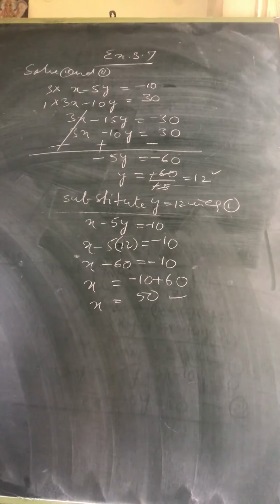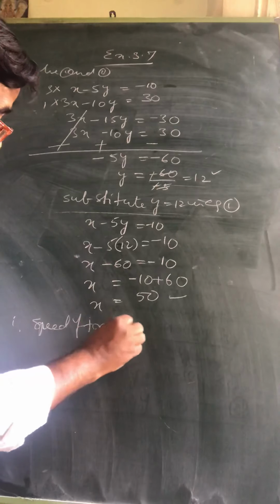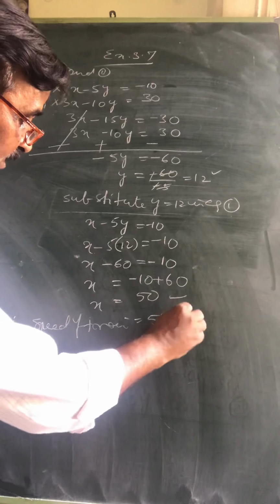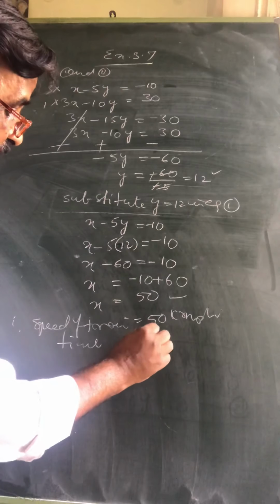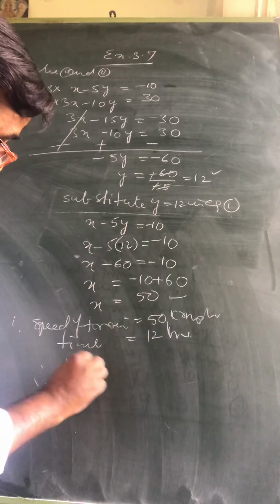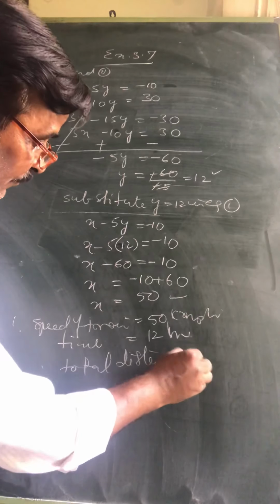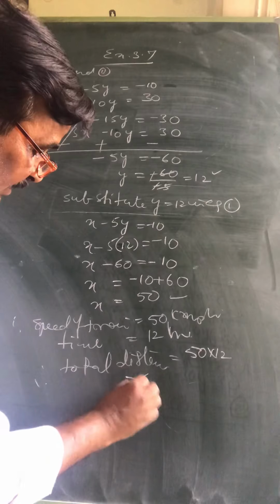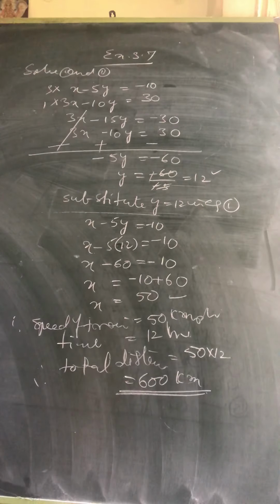What have you denoted by x and y? x is the speed of the train. Therefore, speed of train is equal to 50 kilometers per hour. Time taken to reach the destination is y, 12 hours. Therefore, total distance travelled by the train is equal to 50 into 12, that is 600 kilometers. This is the total distance travelled by the train.